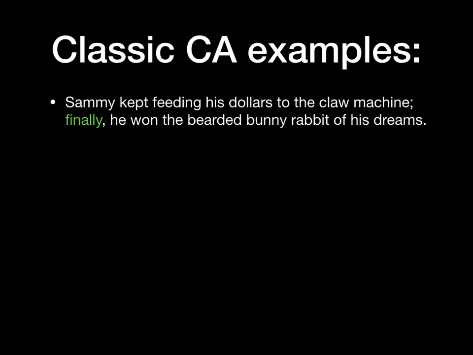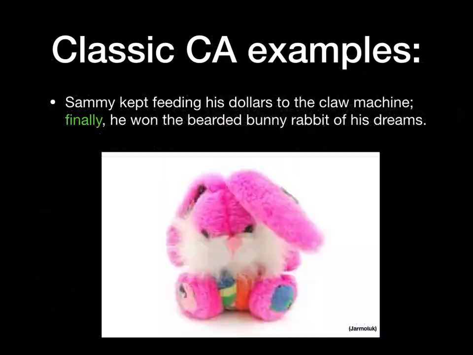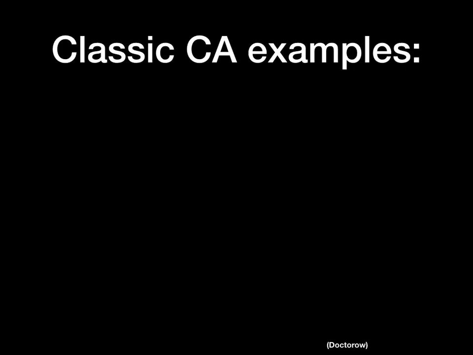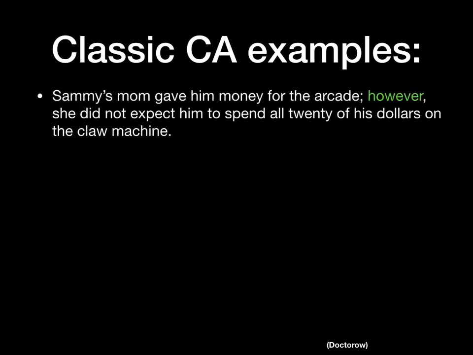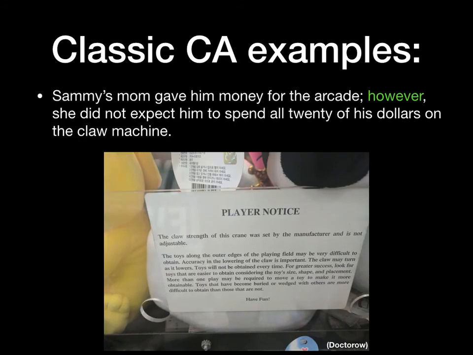And some classic CA examples would be things like, Sammy kept feeding his dollars to the claw machine; finally, he won the bearded bunny rabbit of his dreams. "Finally" is a classic CA that connects your two sentences. Sammy's mom gave him money for the arcade; however, she did not expect him to spend all 20 of his dollars on the claw machine. "However" is your CA that connects your two sentences.